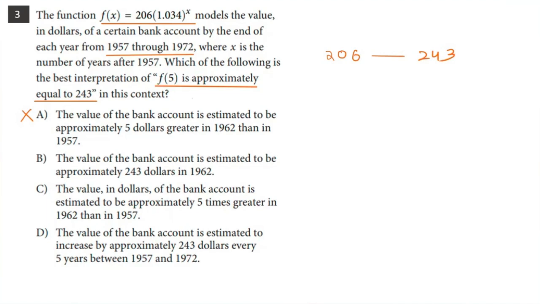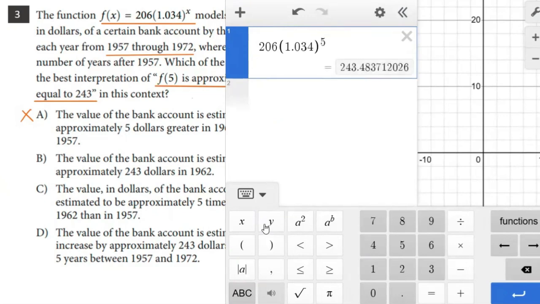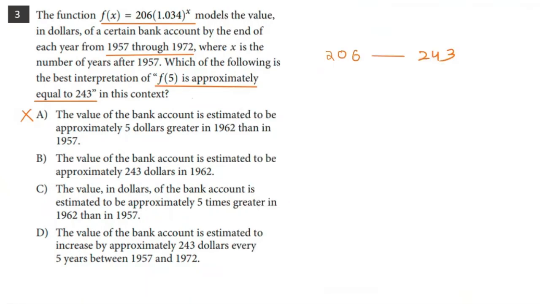Okay, B. The value of the bank account is estimated to be approximately $243 in 1962. So if I put in 5, well, I can see it's 243, but let's take a look at what exactly the value is. 206 times 1.034 to the power of 5. So that is approximately 243. Well, there's nothing wrong with this option. This seems promising. Let's take a look at the incorrect options. Why are C and D incorrect?